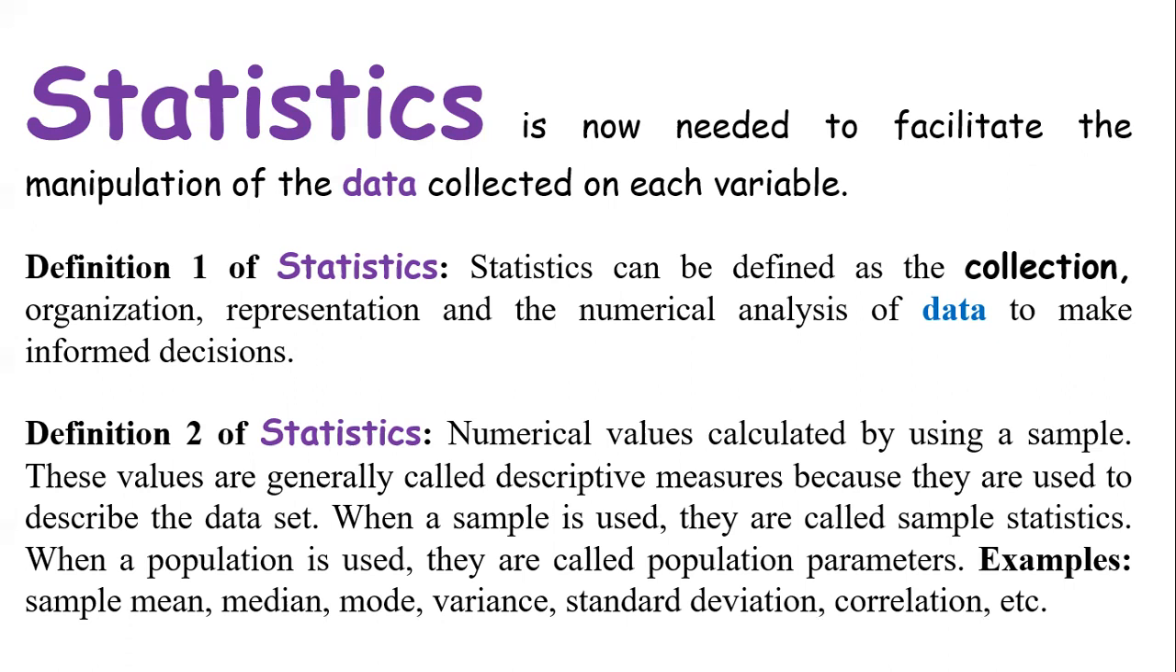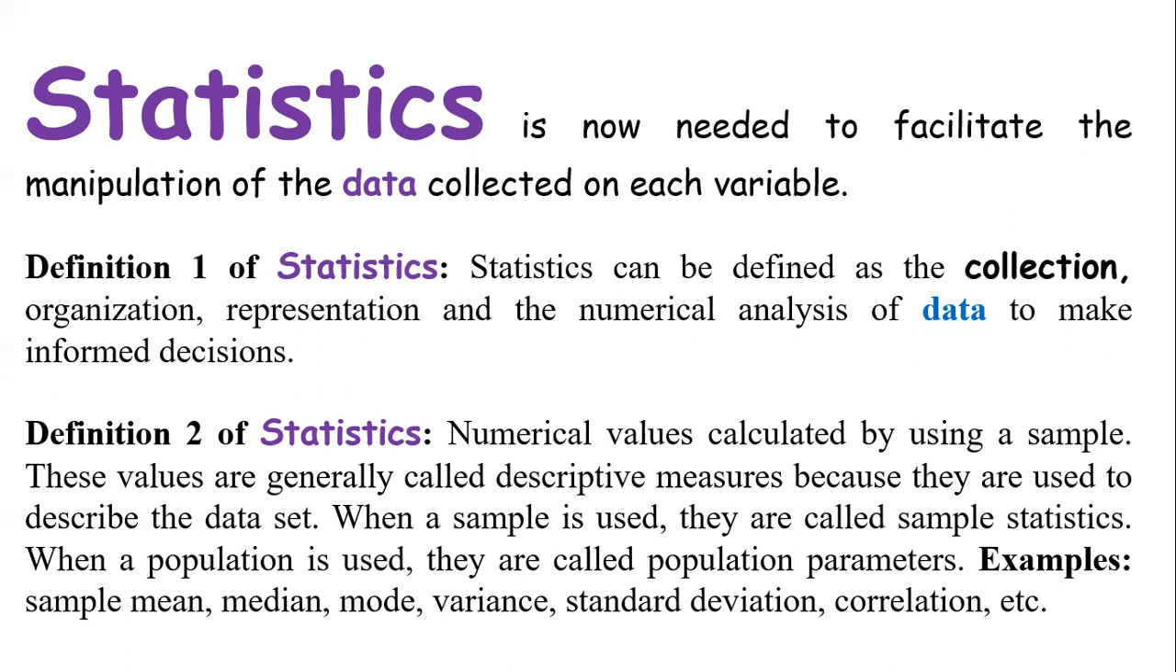Now, there's a definition 2 of statistics. These are the numerical values calculated by using a sample, because you're going to collect the data from a sample, and you're going to do numerical analysis on that data. Those numbers you calculate, they are called sample statistics. These values are generally called descriptive measures because they are used to describe the data set. When a sample is used, they are called sample statistics. When a population is used, they are called population parameters.